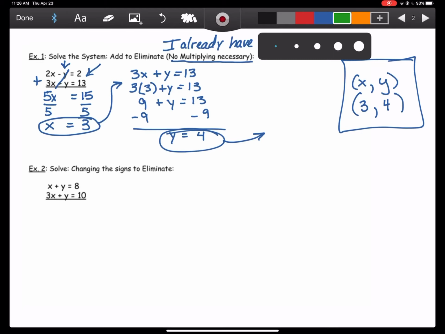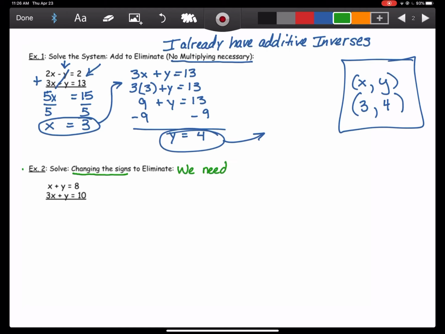Number 2. This one says solve changing the signs to eliminate. So I'm going to start out the same way. Okay? Do we have additive inverses or do we need to make them? And in this case, hopefully the directions gave it away. We are going to need to change the signs of one of the equations in order to have additive inverses, which means in order to eliminate. So I'm going to write here, we need to make additive inverses.